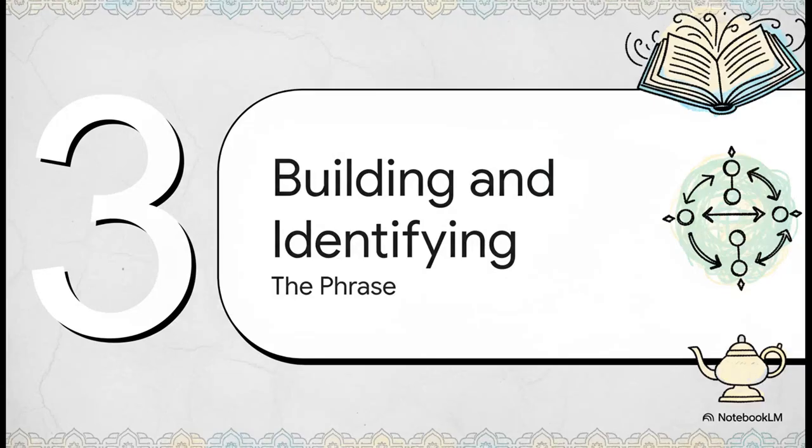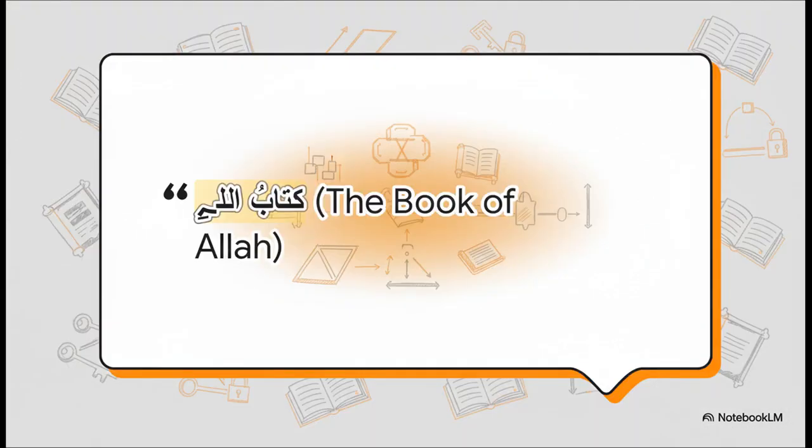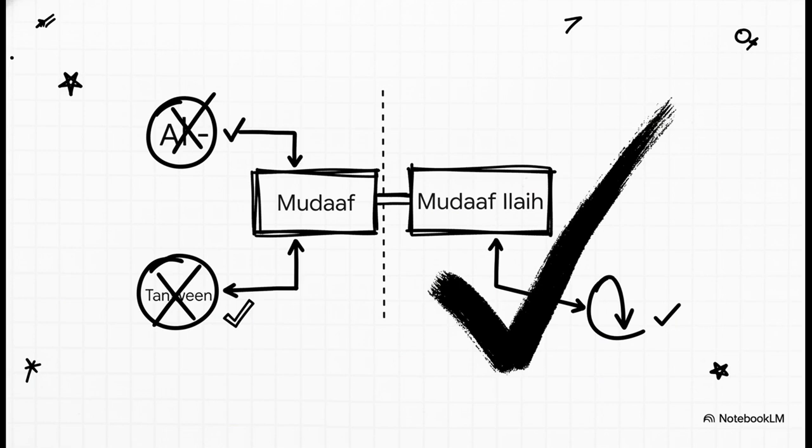All right, enough with the theory, right? The best way to really get this stuff is to see it in action. So let's take our new 3-point checklist and apply it to a couple of real-world examples. Let's go right back to our original puzzle, Kitabullahi. Now we actually have the tools we need to analyze it like a pro. Okay, let's run it through the checklist. Does kitabu have al? No. Does it have tanween? Nope, just a single dhamma. Is Allahi in the genitive case? Yes, you can see that kasra right at the end. That's 3 for 3, a perfect Murakkab-e-Izafi.